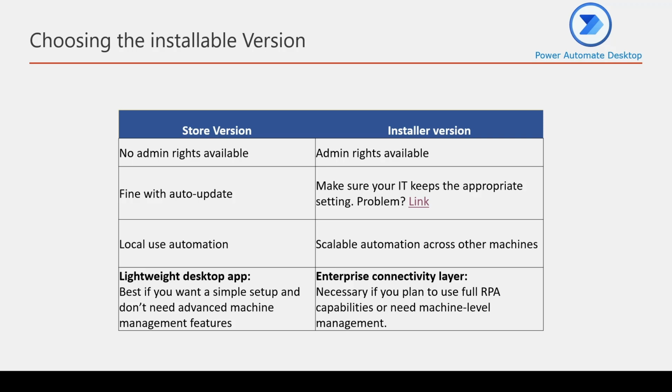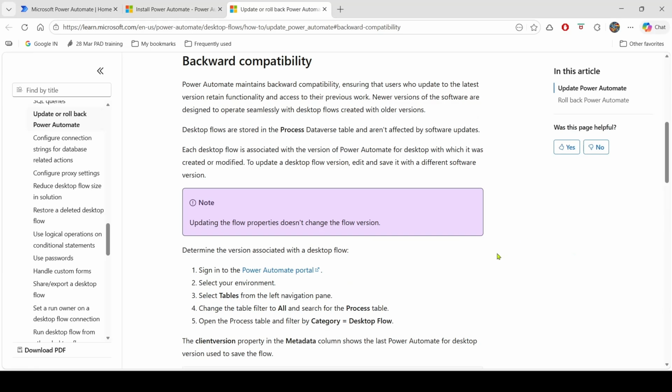Now I'm talking about the 2.66 and 2.67 versions of PAD itself. So all the three environments should have the same version. So your IT should make sure that the appropriate setting of auto update or manual update is correctly set in all these three environments. It should not be the case that dev has got 2.66 whereas QA has got 2.67 and so on. And this link from Microsoft will explain why.